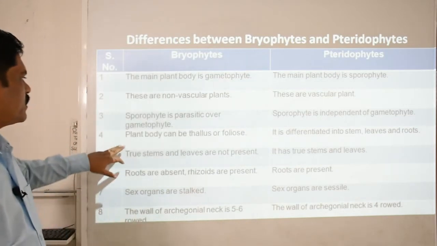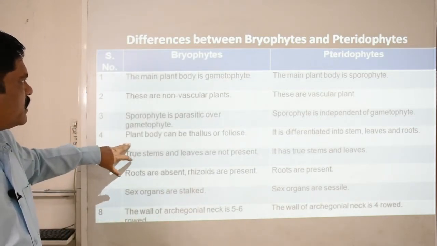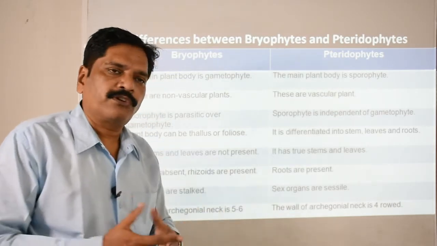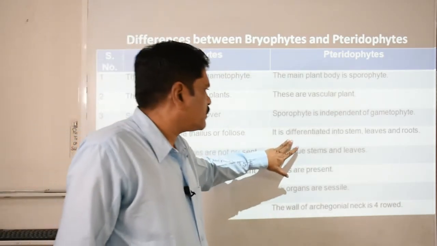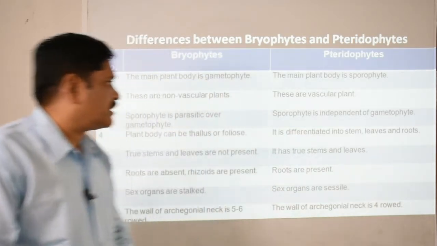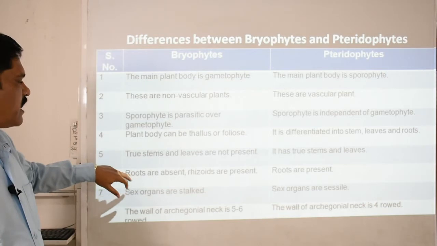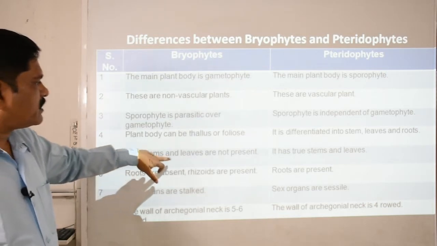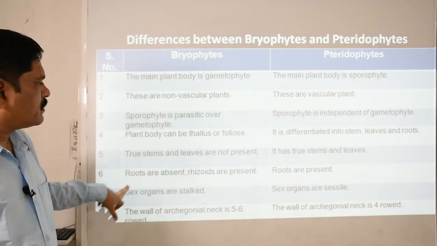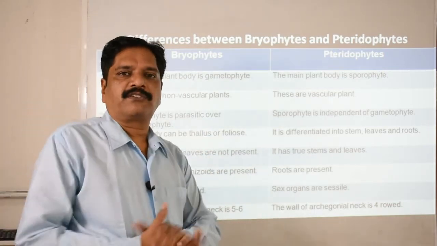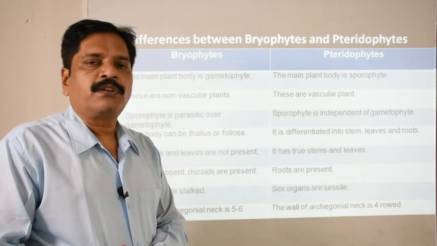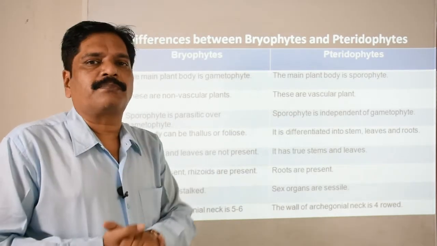Clear? Now in the bryophytes, if you observe, the plant body can be thalloid or foliose. Foliose means leafy in nature, and in pteridophytes it is differentiated into stem, leaves and root. The clear-cut distinction of labor and work is observed in the pteridophytes. In bryophytes the true stem and leaves are not present, while here the clear-cut distinction is observed. In bryophytes roots are absent and rhizoids are present. Rhizoids are considered the beginning of roots, present at the lower surface of the prothallus.